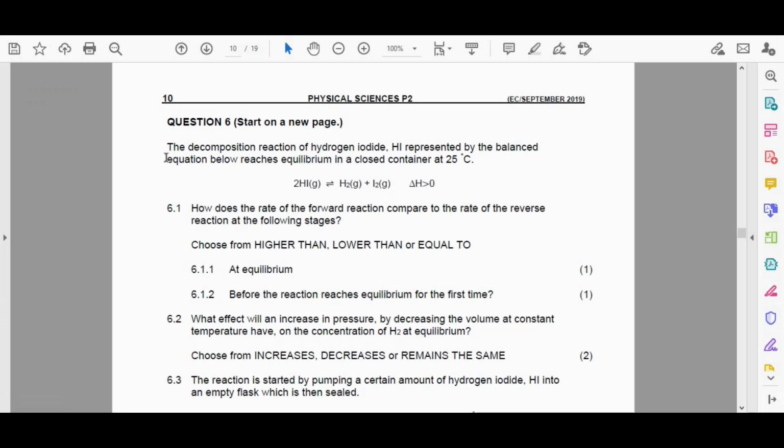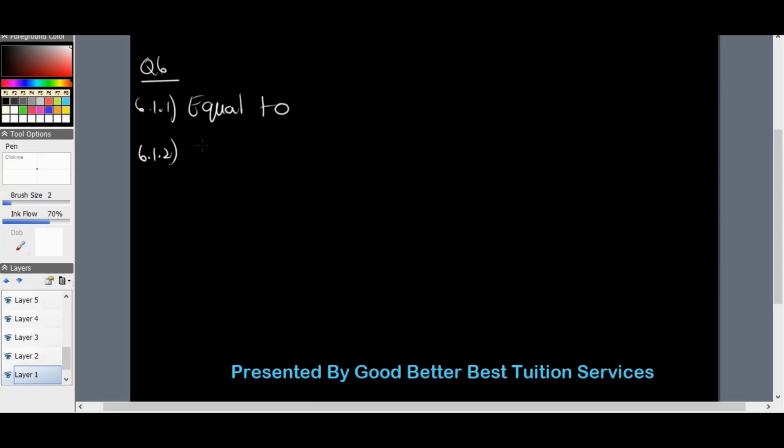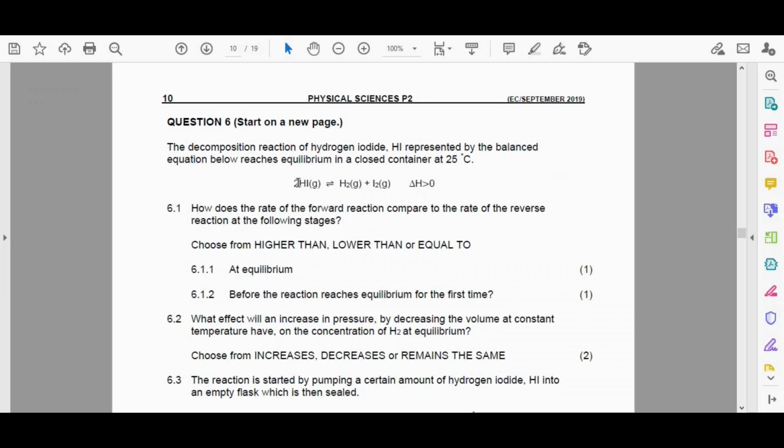6.1.2, before the reaction reaches equilibrium for the first time, reminding us about the question again, how does the rate of the forward reaction compare to the rate of the reverse reaction at the following stages? Remember, we are decomposing, so this is our forward reaction, and we want to know before the reaction reaches equilibrium. So just before it reaches equilibrium, it will be higher than. And we can determine that by drawing a rough sketch of the potential energy or reaction rate graph, because we know, because of this value here, that it's an endothermic reaction.